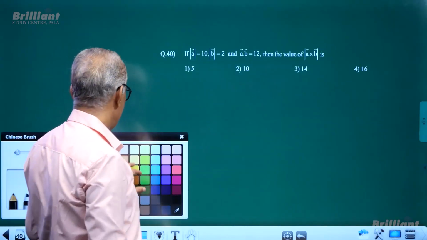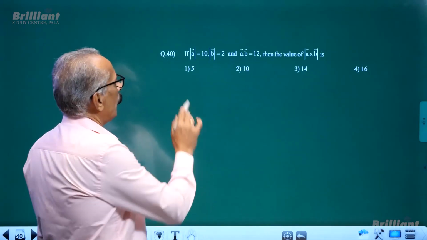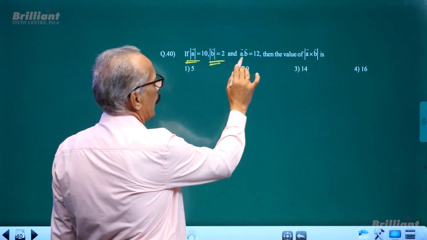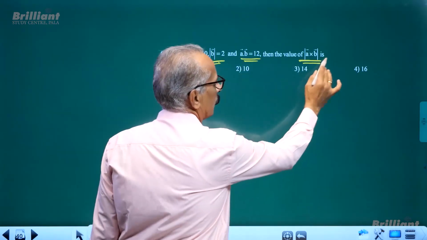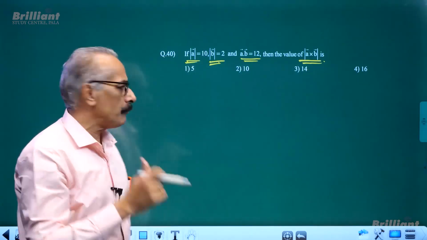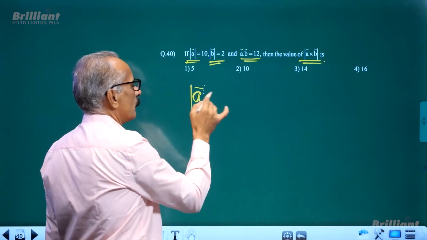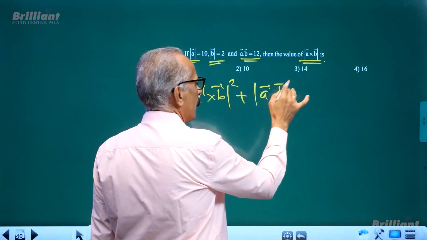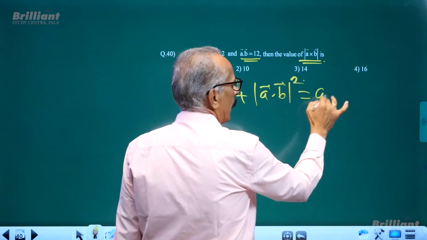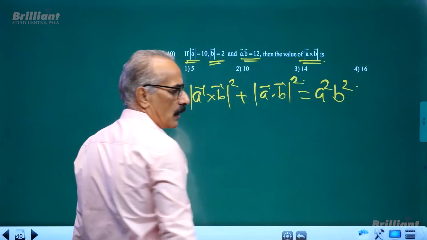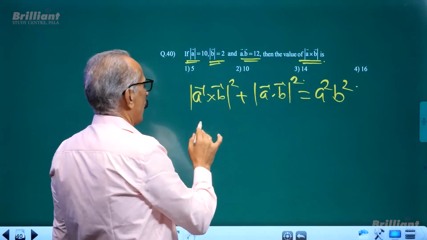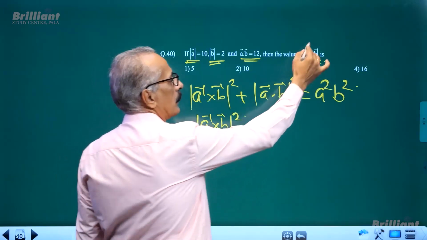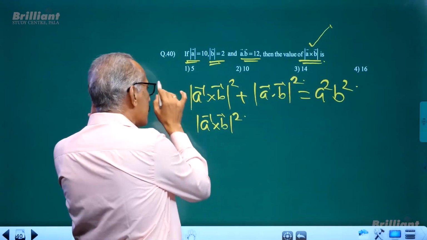On to the next question. Same thing, modulus of A is given as 10, modulus of B is 2, A dot B is 12. You want modulus of A cross B. What's the relationship connecting them? Remember, modulus of A cross B, the whole square, plus modulus of A dot B, the whole square, will be A square B square. Remember this result. Actually, modulus of A cross B is asked.